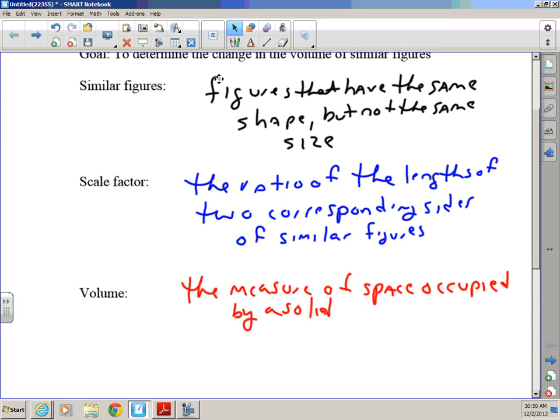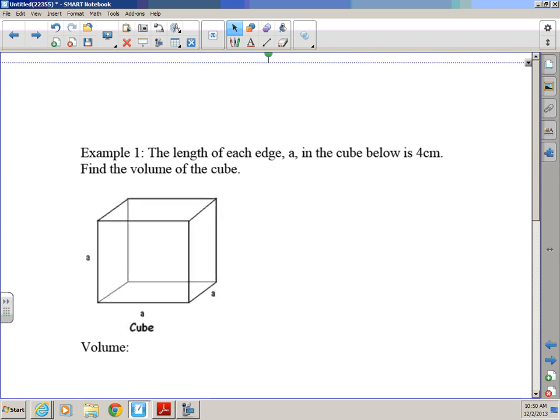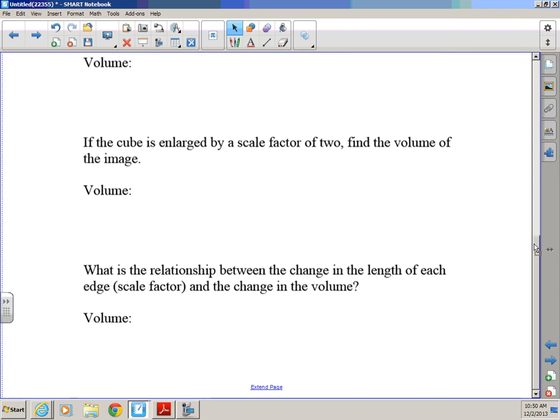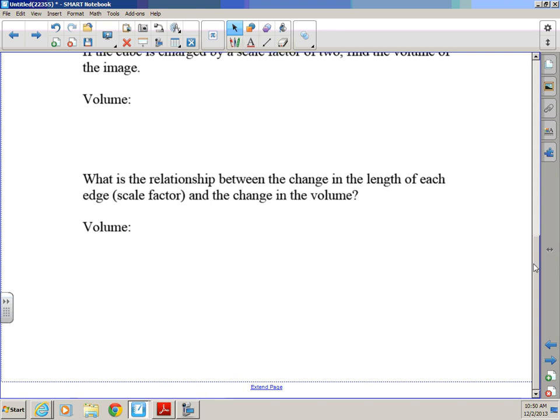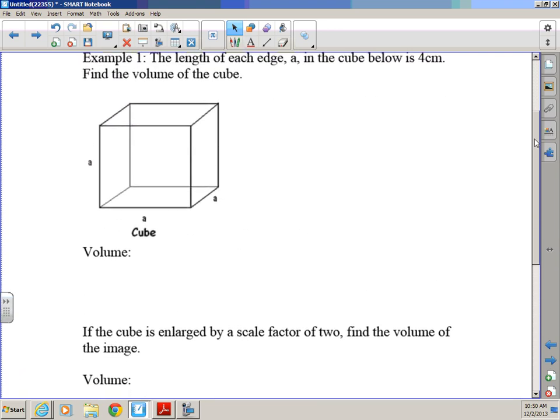Now, you might recall we did earlier in this unit the computation of the change in area and perimeter of a figure when we increased its size by a scale factor. Okay? And they don't work the same way. They work very similarly, but not exactly the same way. So let's take a look and see if we can figure out what happens here.